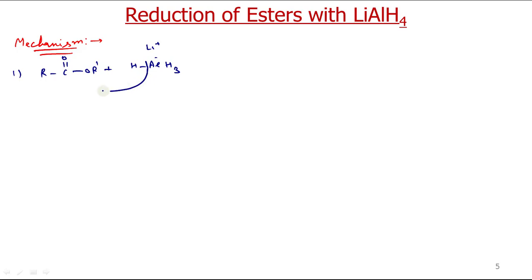This H negative will attack here because it is partial negative, and this carbon is partial positive. H negative, which is a nucleophile, will attack the electrophilic carbon, and these electrons will go there. So we get R C O negative H OR dash.